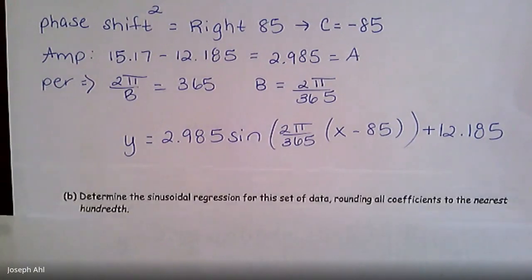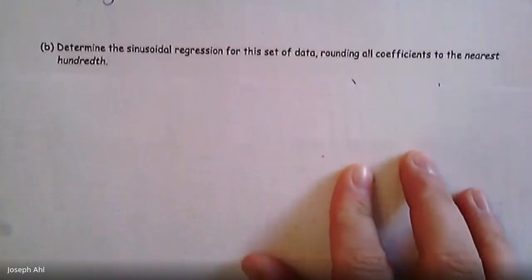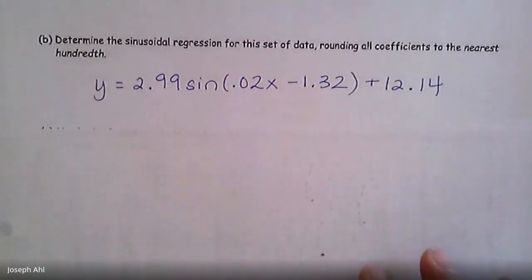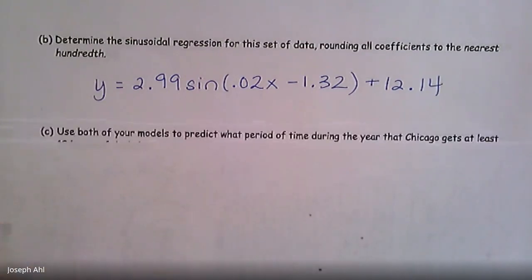Then it says determine the sinusoidal regression model to the nearest hundredth. On the front, we only went to the tenth place. Here's what it is to the hundredths. This is what the calculator gives you if you do the stat calc, and then it's option C, like we saw.